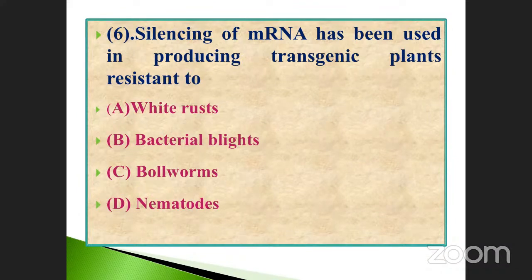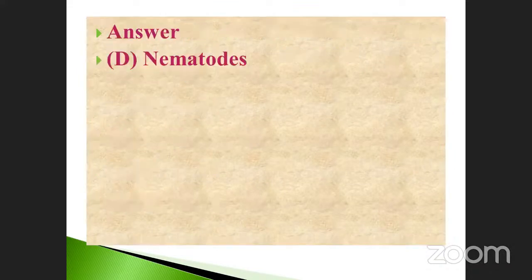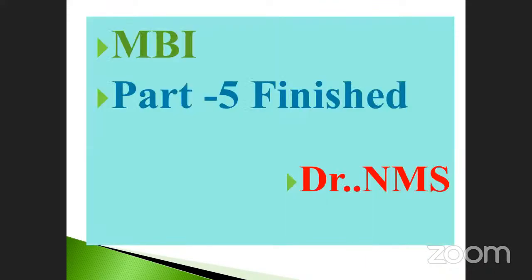Anyhow, just one extra question from this part. So up to this, we will finish it. The answer is nematode. So the molecular basis of inheritance part 5 is finished. We will pass on to the next one, part 6.